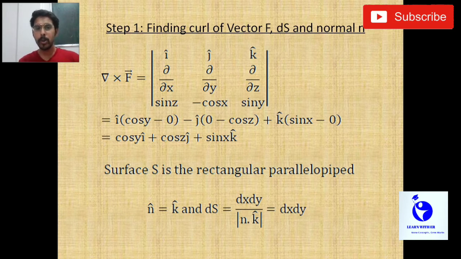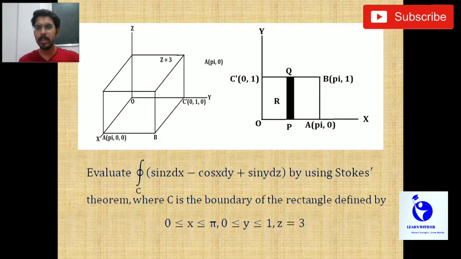So next we are going to find out the n cap and the dS. Remember, when we were discussing surface integral, we already talked about finding the dS, and we said that it depends on the plane we are targeting. If it is the xy plane, it should be dx dy divided by modulus of n cap dot k cap. If it is the yz plane, it should be dy dz divided by modulus of n cap dot i cap, and like that we were discussing this.